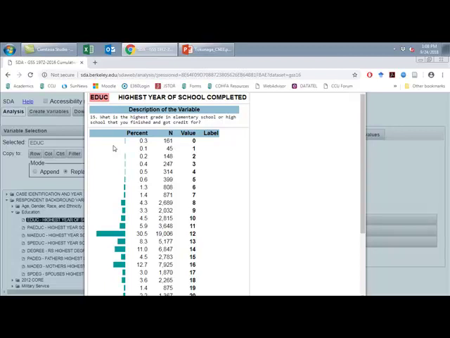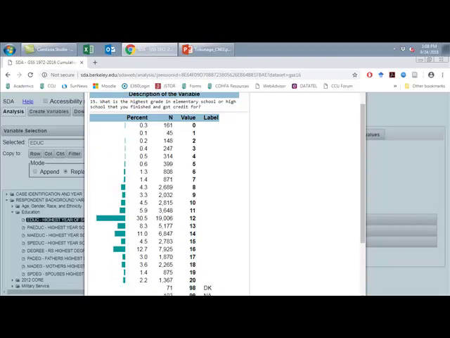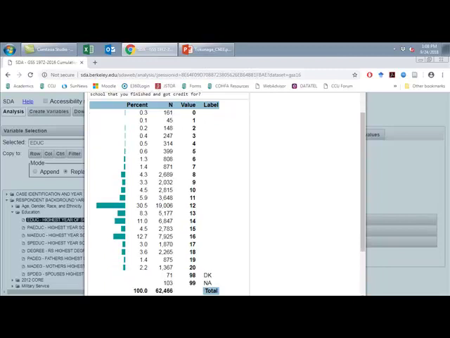So this is a frequency distribution table. Right here at n, that's the number of times each value appears. So in this data set, 161 people said they never completed a grade. They never went to school and completed a grade. 1,367 people said they completed 20th grade.